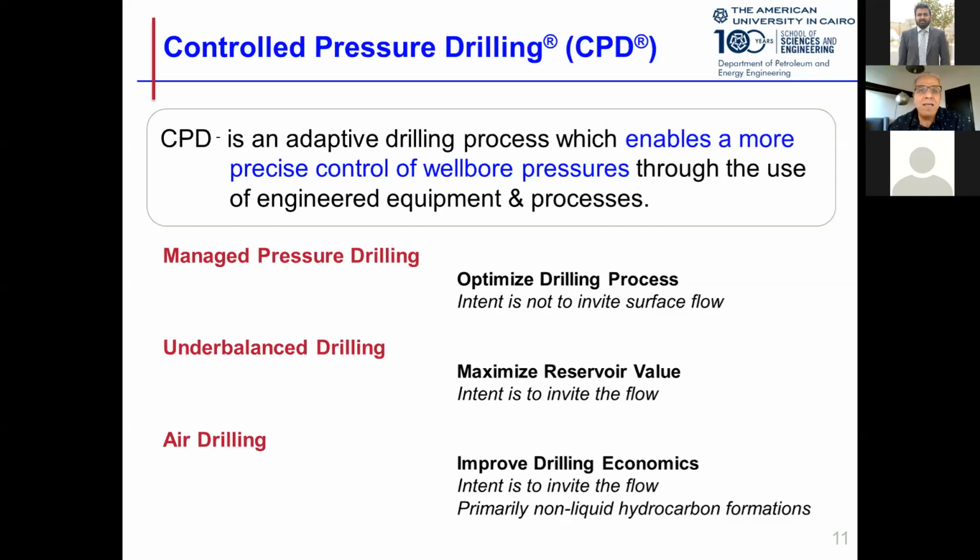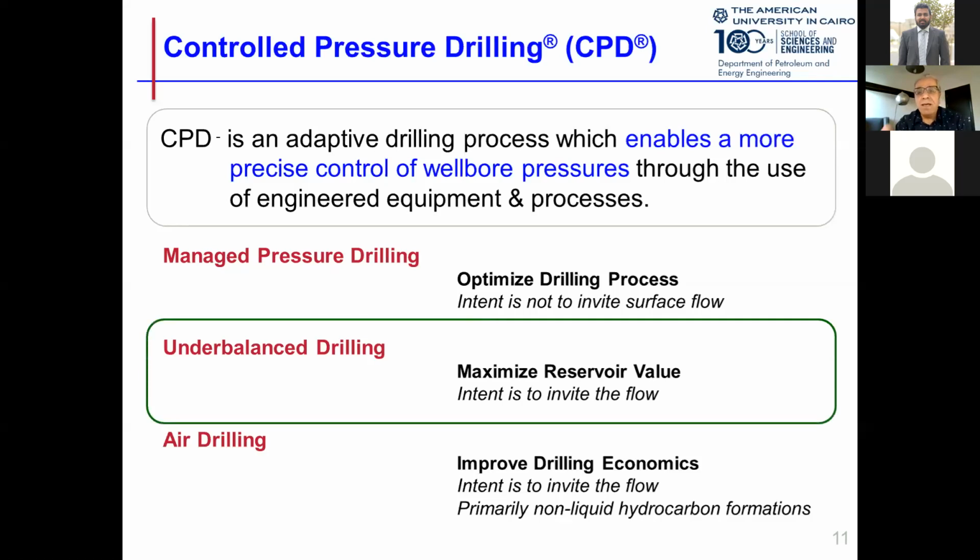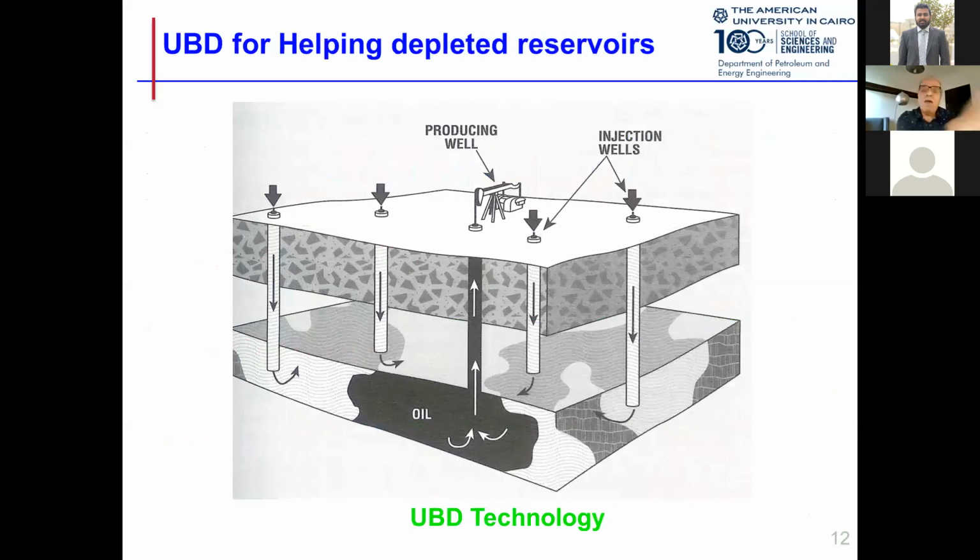And with air drilling, used a lot if we drill gas reservoirs, we improve drilling economics. So in this lecture, we will focus mainly on the middle one, which is underbalanced drilling. Now, underbalance helps us a lot, not only during the drilling process, but it also has a later phase when we need to inject. When the reservoir pressure goes down, and the reservoir is called a depleted reservoir, then we can feel the effect of drilling underbalanced because of having no damage.